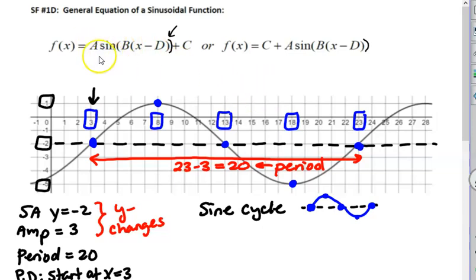We have 2 values that are outside of the function, denoted by a and c. One's multiplied times the function, one's added to the function. We have 2 values inside the function, b and d. One's multiplied times x, the other subtracted from x.